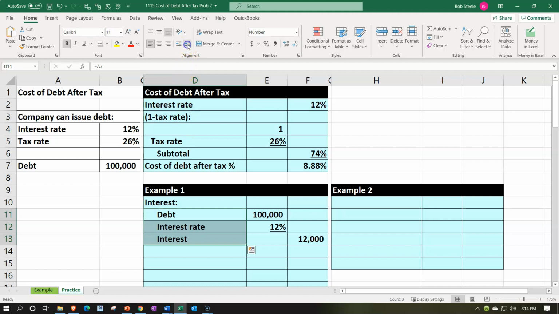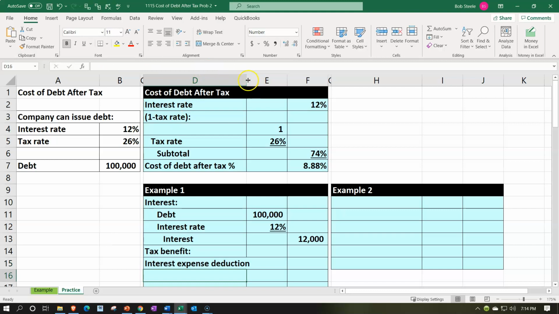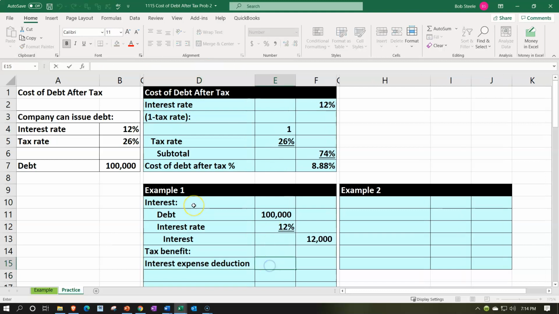But then we have the taxes that mess everything up. So let's go to the alignment, indent this, and indent this. Now, what's the tax benefit? The tax benefit would look something like this. We'd have the interest, which now would be the interest expense or deduction. Let's call it interest expense deduction, which is going to be that 12,000 that we got.